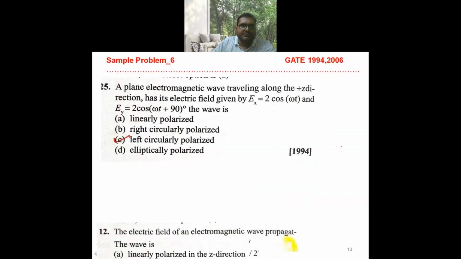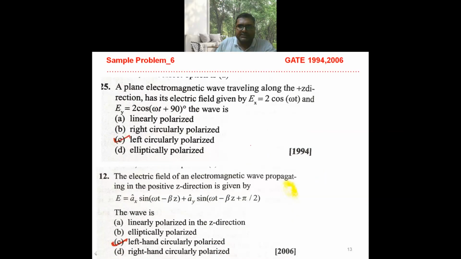Two more sample problems. One was asked in 1994 and another in 2006. Both are based on the same concepts. Refer to the problems and their solutions.